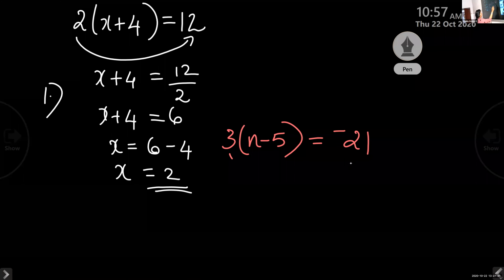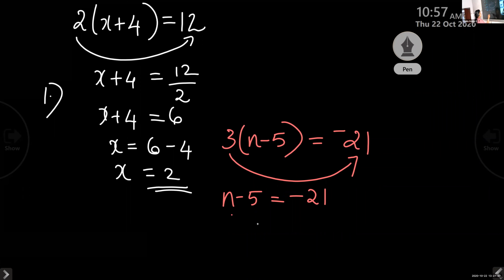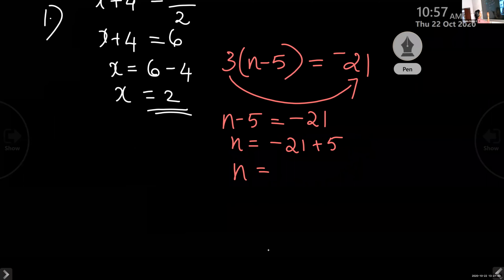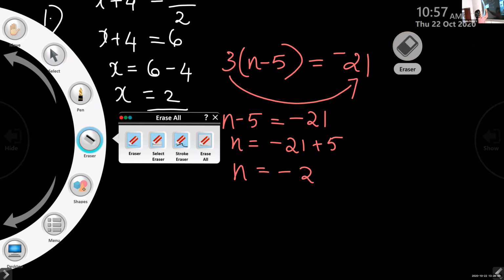See, 3 we will take to the right side. So, n minus 5 is equal to negative 21. n is equal to negative 21 plus 5. So, n is equal to how much? Negative 7, isn't it? Sorry, ma'am, it's wrong. It is divided by 3.